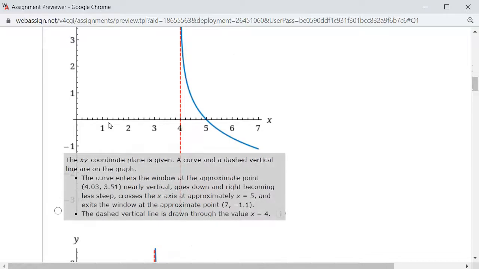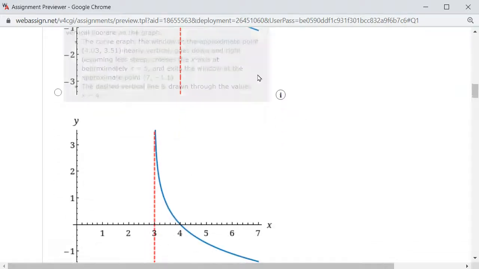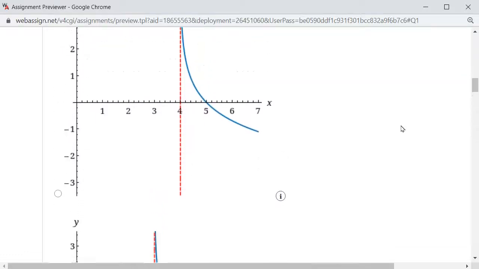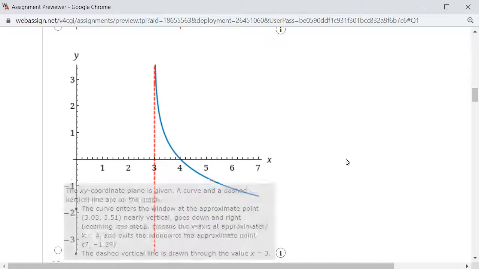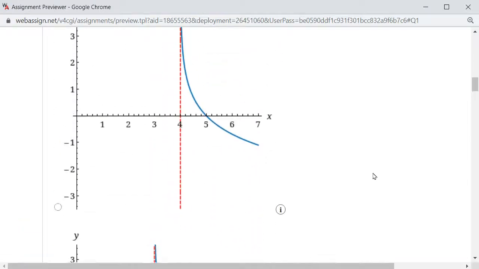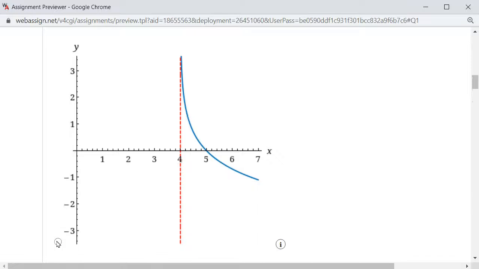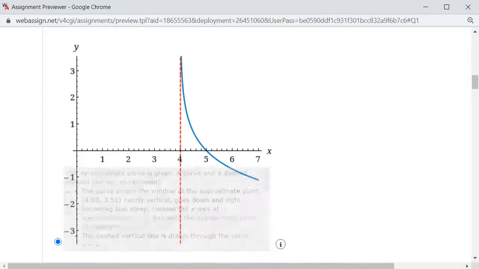This one is shifted 4 units, and then there's a reflection applied. It's probably the right one. This one is shifted only 3 units to the right. So we know that the correct picture would be this one. Let's check the answer.